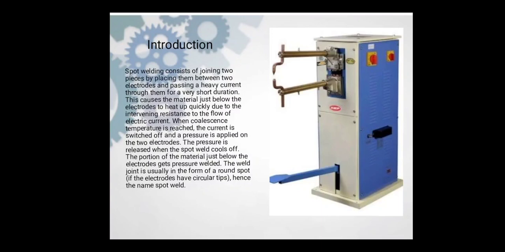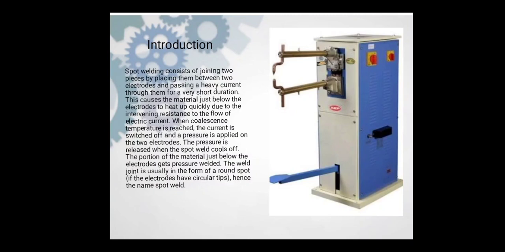Spot welding consists of joining two pieces by placing them between two electrodes and passing a heavy current through them for a very short duration. This causes the material just below the electrodes to heat up quickly due to resistance to the flow of electric current. When the welding temperature is reached, the current is switched off and pressure is applied by the two electrodes. The pressure is released when the spot welds cool off.